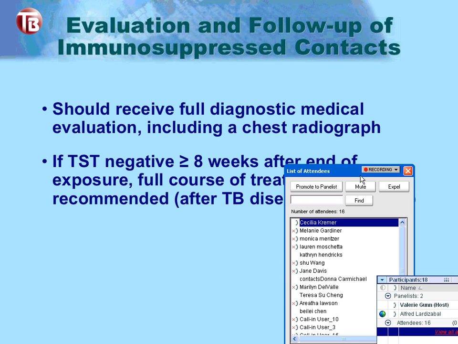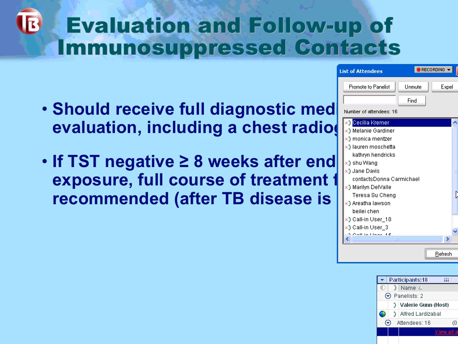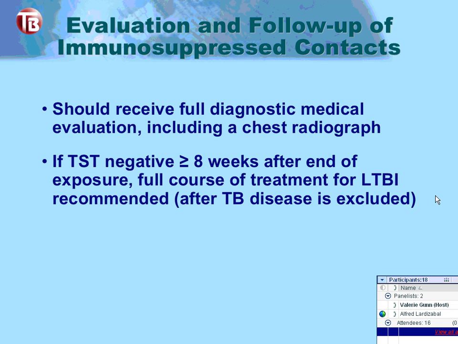Oftentimes, among immunocompromised patients, active disease may be difficult to define as it may present extrapulmonary-wise or not in the classic way reactivation TB presents. As opposed to children who are less than 5 years, if the second skin test among immunocompromised patients is negative after 8 weeks, it's still recommended that the treatment for LTBI be continued, certainly after TB disease is excluded, to completion. The reason behind this is because the skin test is found to be unreliable among patients who are severely immunocompromised.